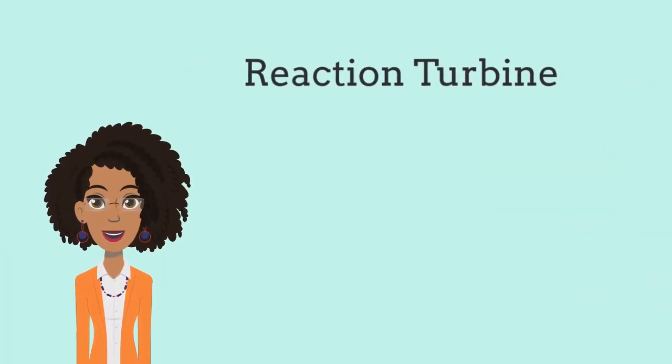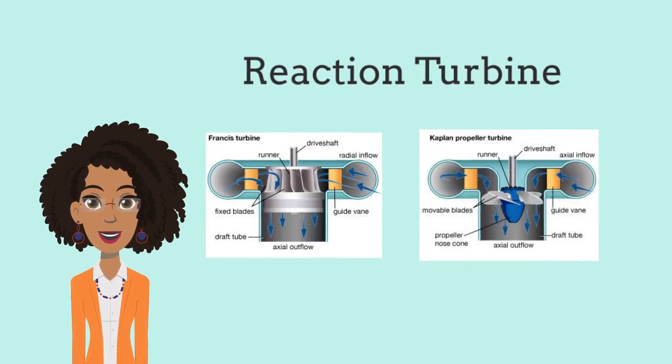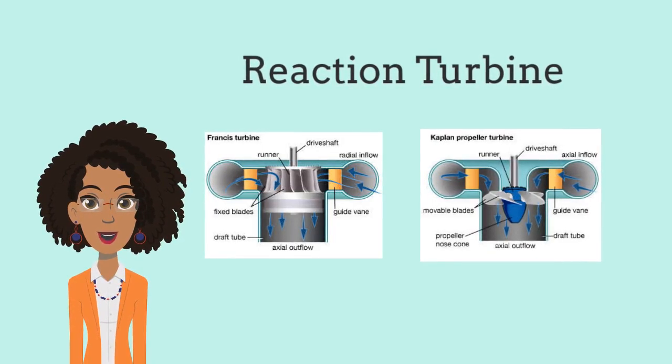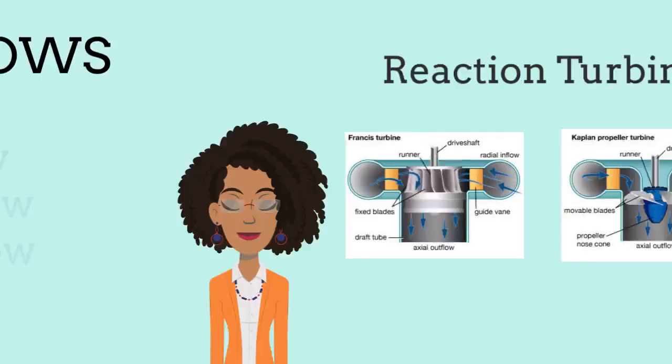For a reaction turbine, the pressure of the fluid changes as it moves through the blades of the turbine. The pressure drop occurs in both a fixed nozzle and the moving vane. The degree of reaction in a reaction turbine is between 0.1 and 0.7. Examples of reaction turbines are Kaplan turbines and Francis turbines.